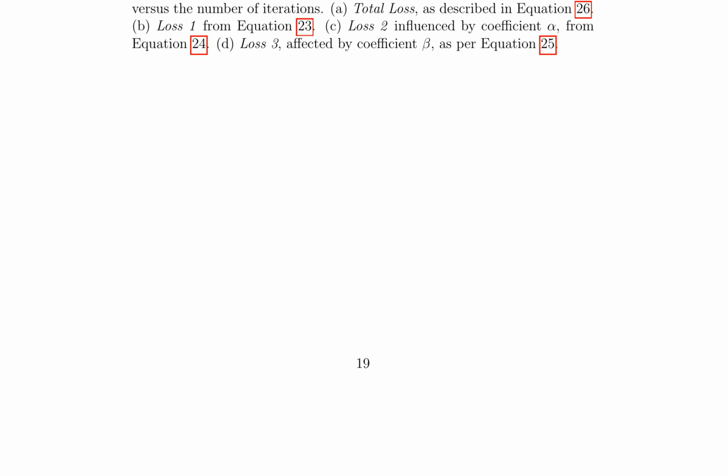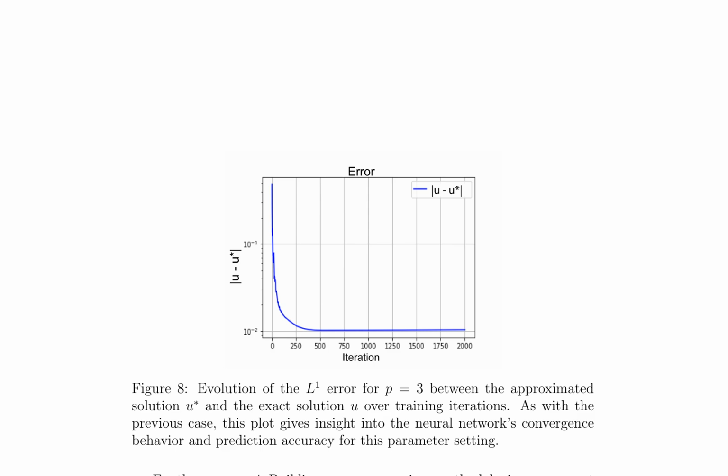These losses are influenced by coefficients and equations, providing insights into the neural network's performance and prediction accuracy. In Figure 8, the L1 error for p equals 3 between the approximated solution u** operator and the exact solution u is shown. This plot highlights the neural network's convergence behavior and prediction accuracy for this parameter setting. For the case p equals 4, the paper presents results using the same methodologies.